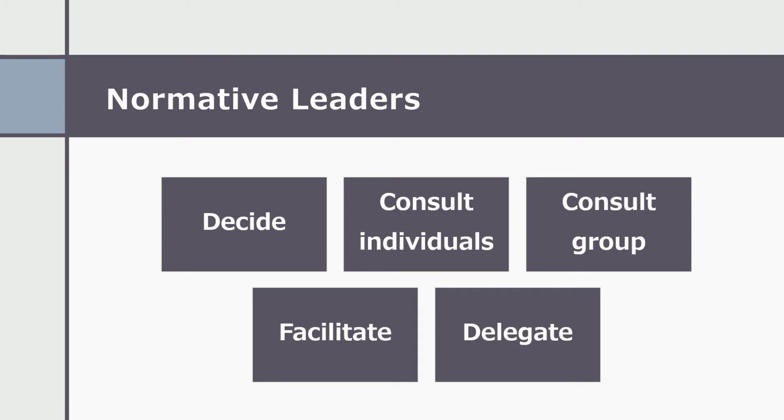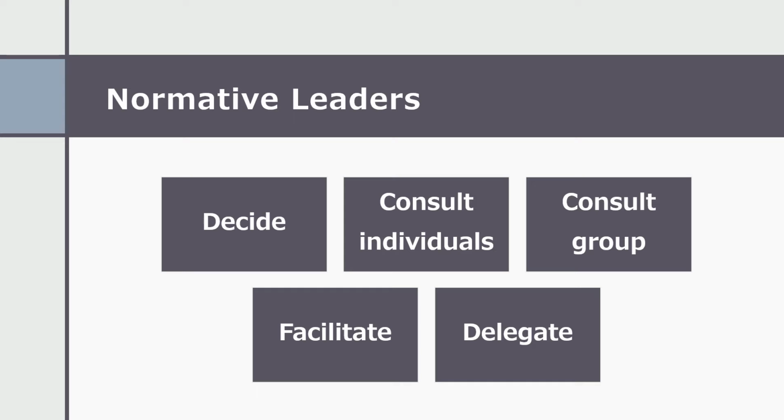Or you have one that is consulting with individuals. The leader describes the problem to individual group members, gets information and suggestions, and then makes the decision. The third option is to consult the group. The leader holds a group meeting and describes the problem to the group, gets information and suggestions, and then makes the decision. And then number 4, facilitate.